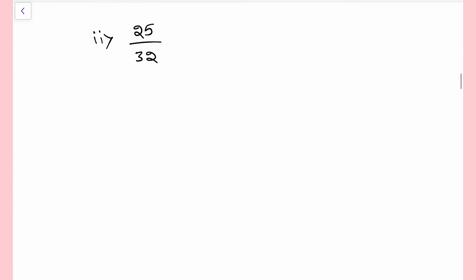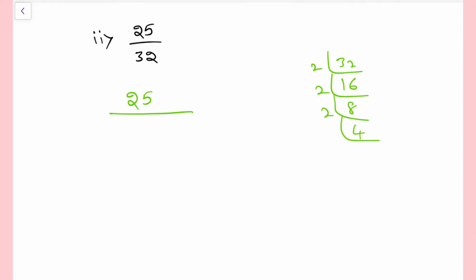25 divided by 32. So numerator 25 as it is, and 32, if you do prime factorization, of course, if you know directly, you can write that it is 2 power 5. 2 sixteens, 2 eights, 2 fours, 2 twos. So 1, 2, 3, 4, 5. 2 power 5. Now if we observe, the base of the denominator is 2. So the denominator is in the form of 2 power n into 5 power m. So it has a terminating decimal because the denominator base is only 2.